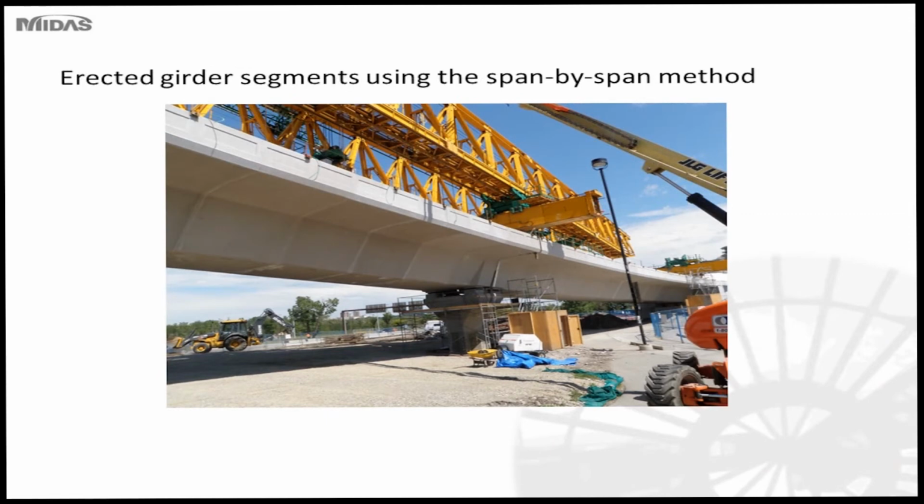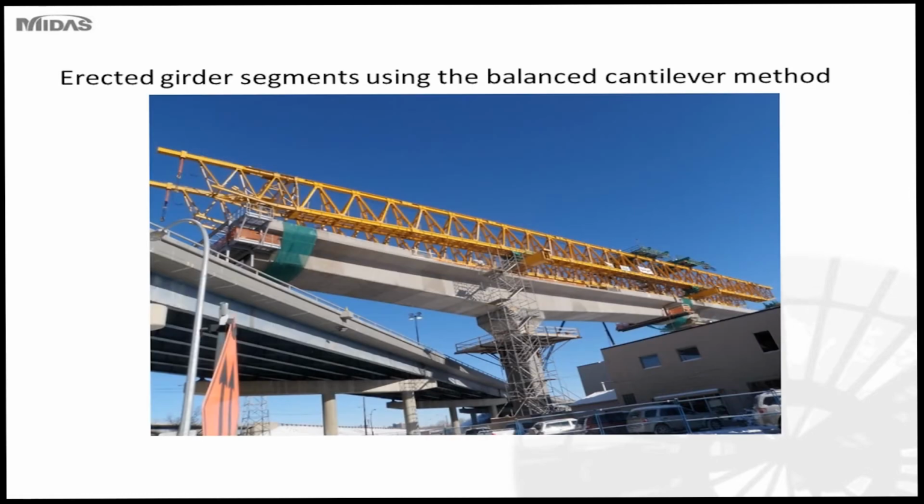This picture is showing the erected precast segments constructed using the span by span method. And you can see that all the joints between the segments are joined using an epoxy grout. This picture is showing the erected girder segments using the balanced cantilever method. For your reference, the height of this pier is in the order of 19 meters.